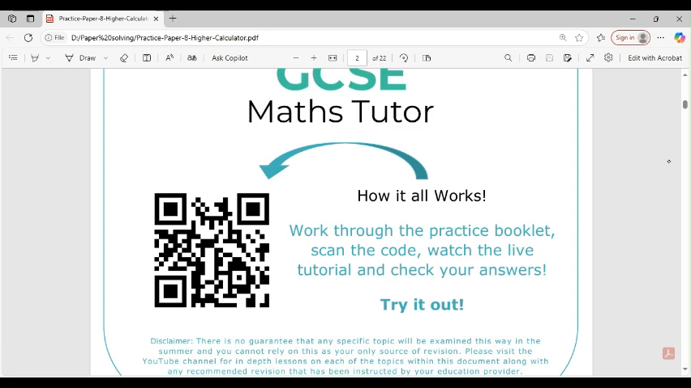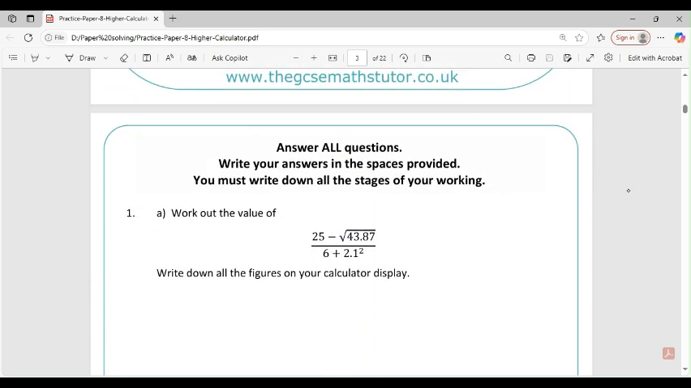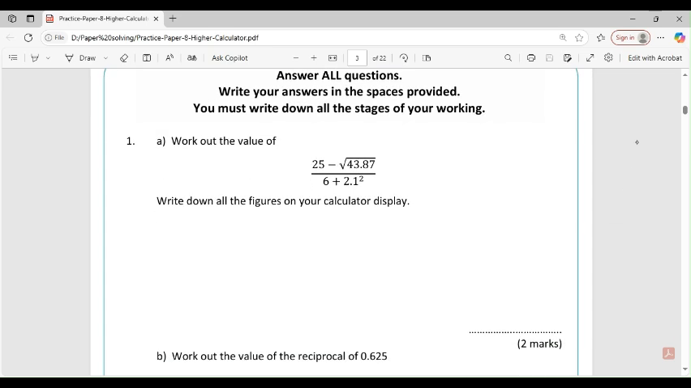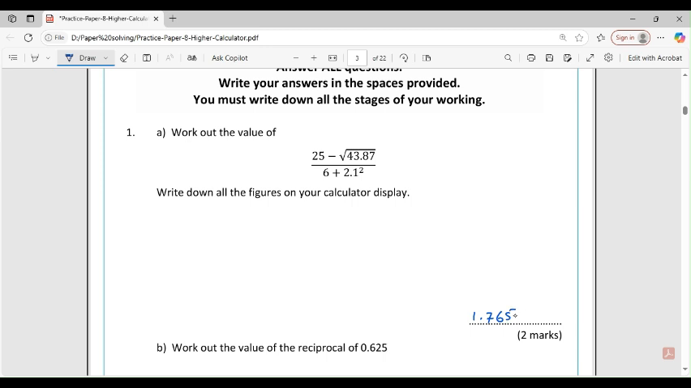So for you to have a very clear understanding of what kind of questions you should be expecting, since this is a calculator allowed paper, the question is saying 25 minus the square root of 43.87, divided by 6 plus 2.1 squared. So once you put these values in the calculator, you should get 1.765279 and 23. These are the values you should get in the calculator.